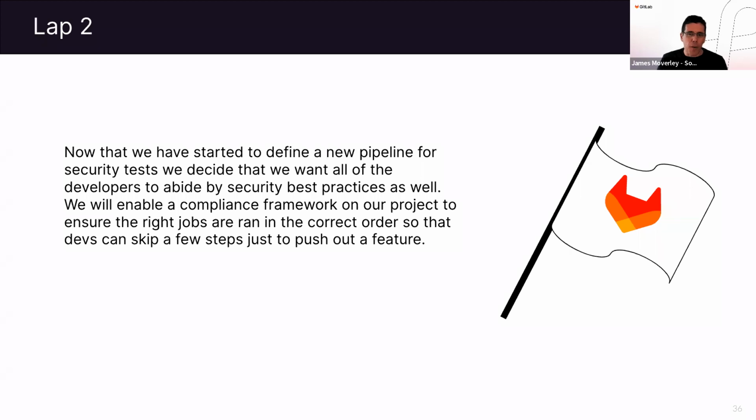So lap 2, here we go. We're making great progress. We've got a new pipeline defined, and with the relevant security tests, we now want to ensure that all our developers are abiding with the security best practices. To do this, we're going to enable a compliance framework for our project. With this, we can ensure the right jobs are executed in the correct order, and this will help devs skip a few steps when pushing out new features.